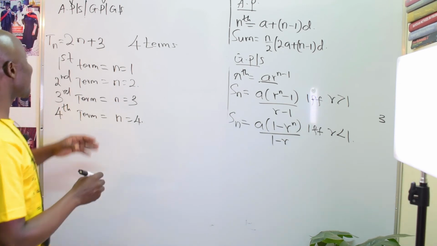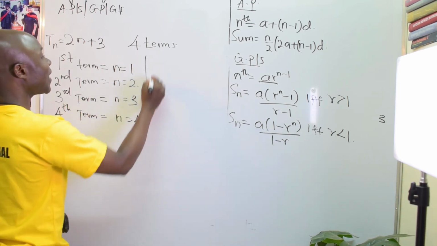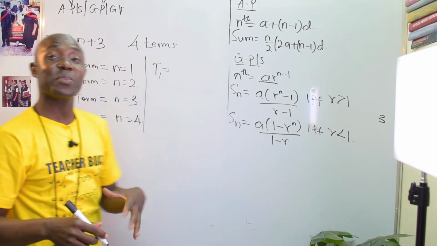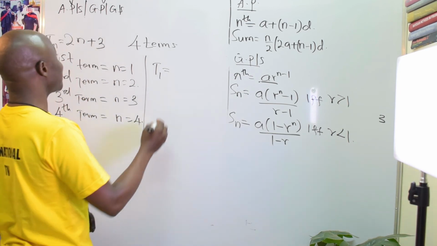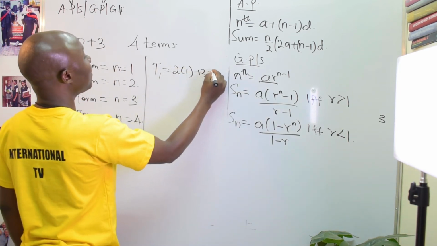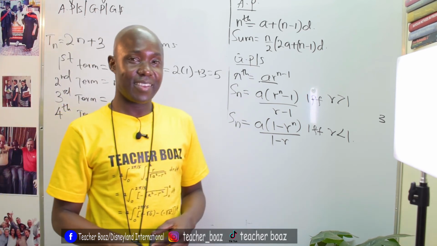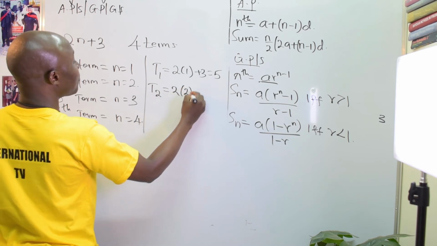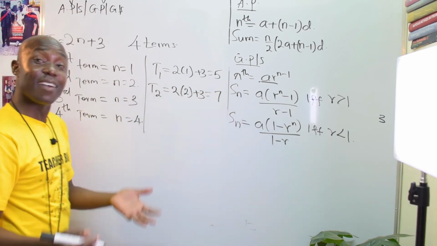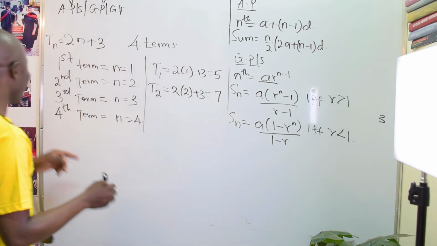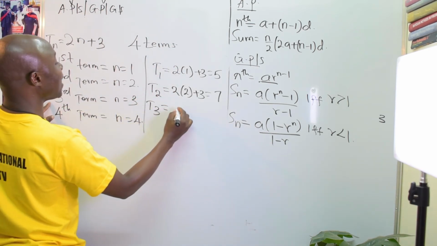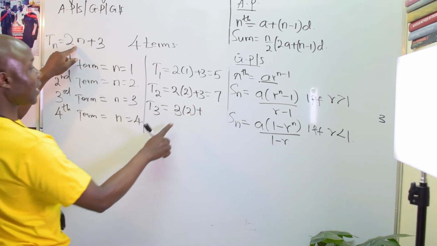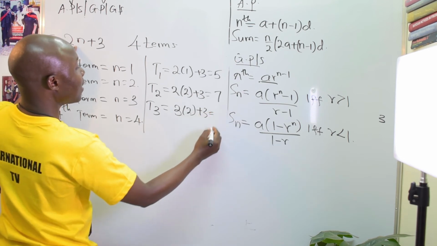Are we good? So you come here and say, if I want to get the Tn here, n being 1 means T1. So wherever you have n, you substitute by 1. You see how easy it is? So 2 times 1 plus 3, giving you 5. If you want to find the second term, which is T2, you are going to say 2 into 2 plus 3, which provide 7. When you want to get the third term, your T3 should be 2 times 3, so plus 3 you get 9.